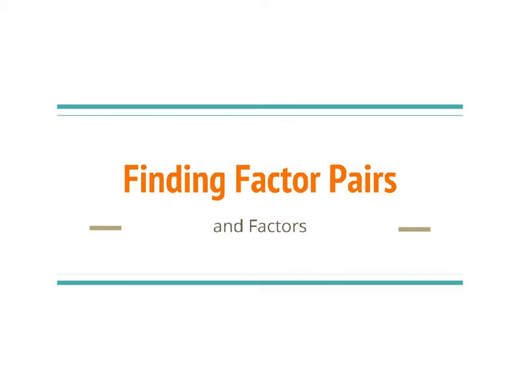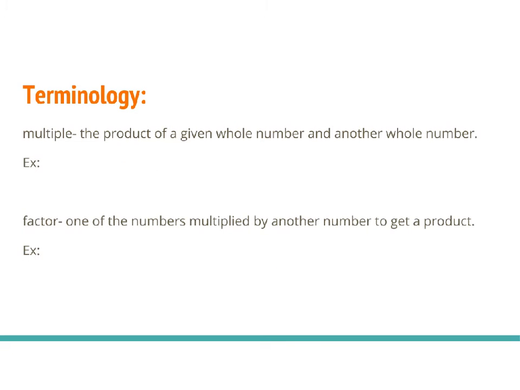All right, we're going to talk a little bit about finding factor pairs, which more specifically leads to finding factors. So of course we're going to have to get a few things. We've got to know some terminology. So the first one I have for you here is a multiple. It's the product of a given whole number and another whole number.